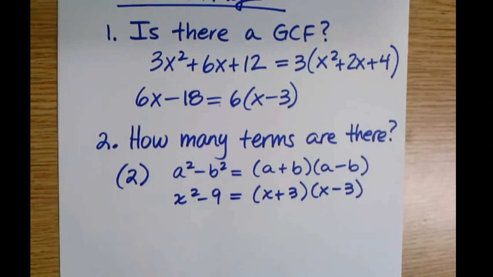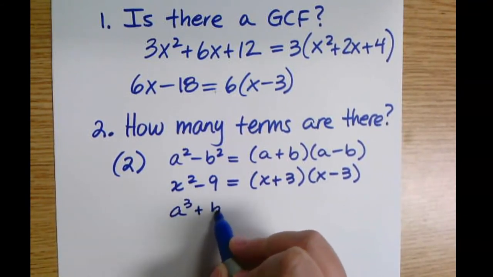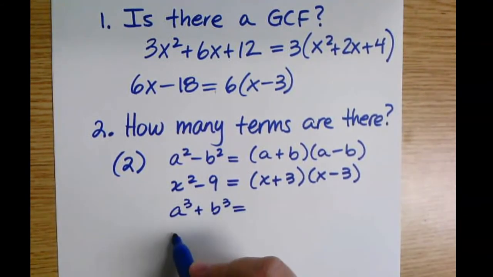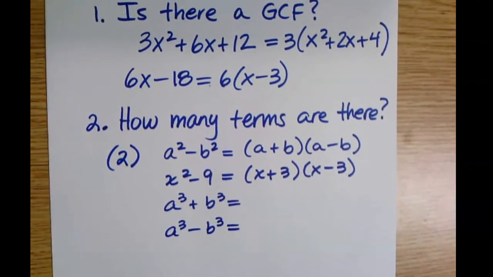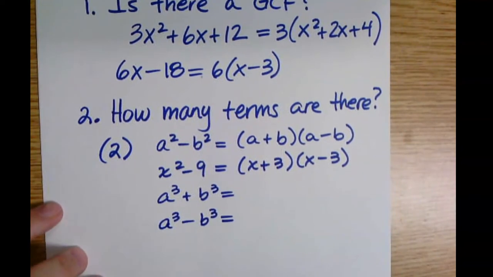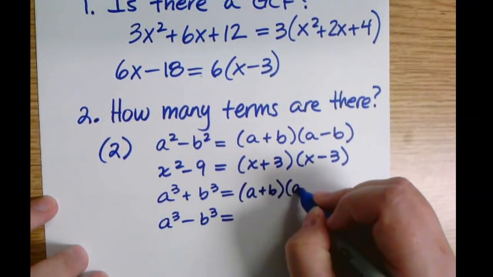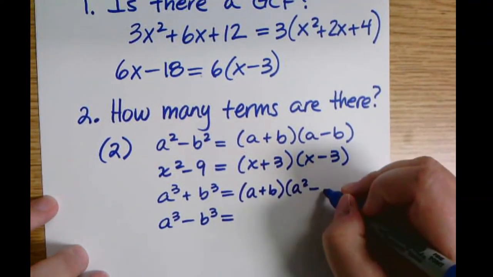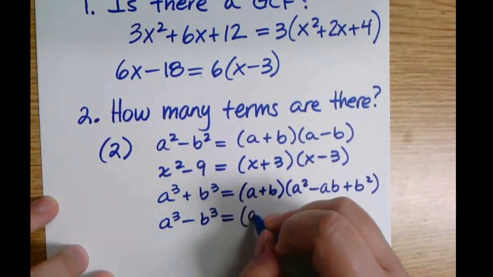Or another option is the sum or the difference of cubes. You see if the first and the second terms are both things that are cubed. Those are not as common, but those also have formulas we like to use. This one is, hopefully I will remember this correctly. And this one.